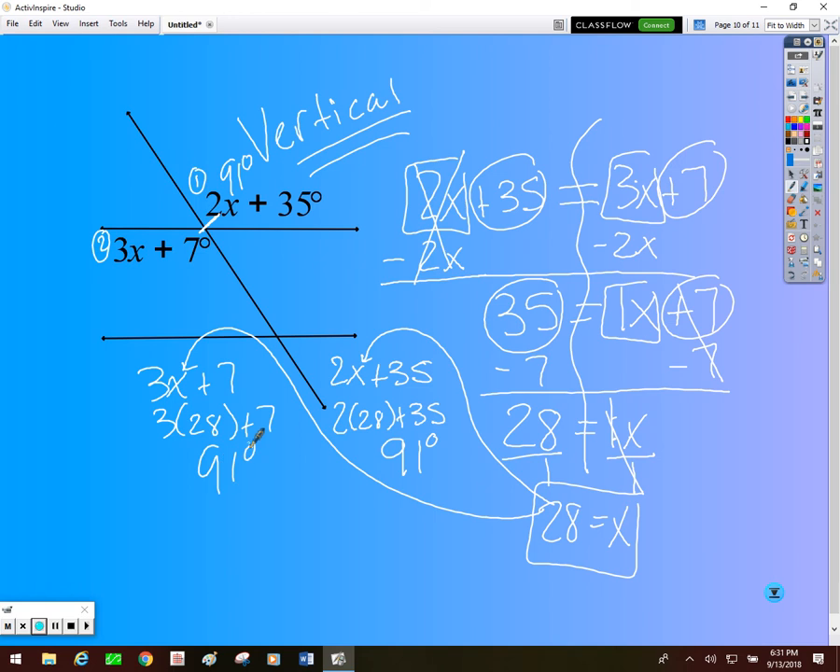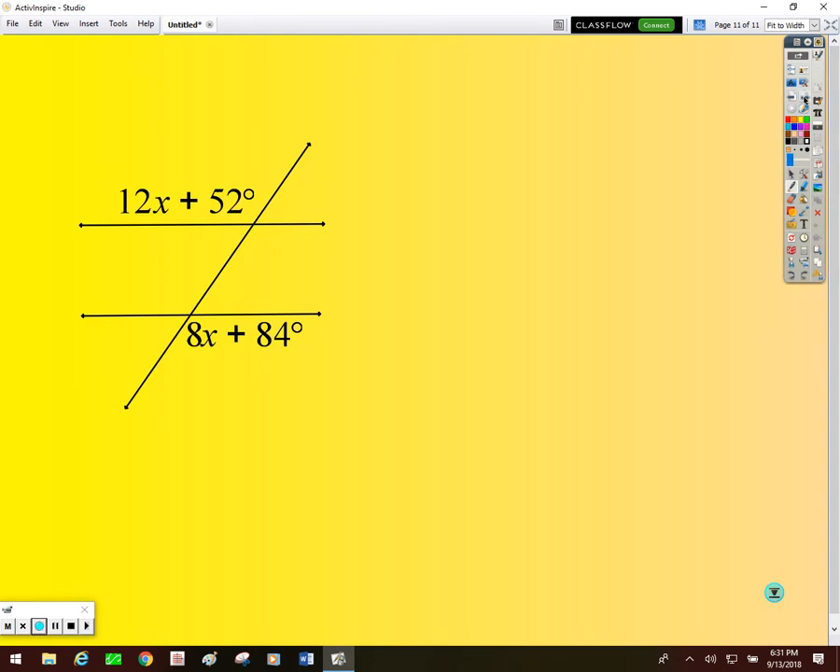Good job. I mean, you guys were knocking these out of the park today. That's awesome, okay? So now, 91 degrees, vertical angles, congruent. Man, look at all that work. You guys are doing an awesome job. If you can fill that in, man, you're going to have a ball on this test and a ball on the milestones, okay? All right, I think there's one more.